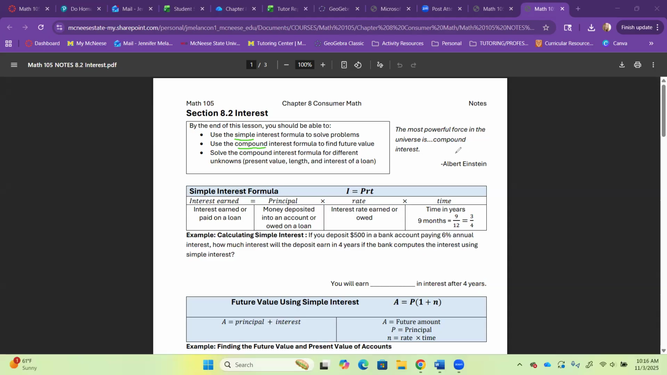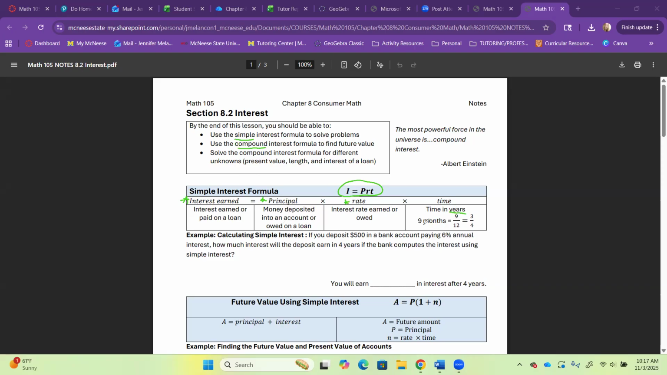Albert Einstein said the most powerful force in the universe is compound interest, but only if it's in our favor. Well, it can also not be in our favor, and that would be bad. So here's our simple interest formula. It is I equals PRT, where I is the interest earned, P is the principal, which is the money we either deposit into an account or that we owe on a loan, and the rate is the interest rate that is earned or owed. And then the time is in years.